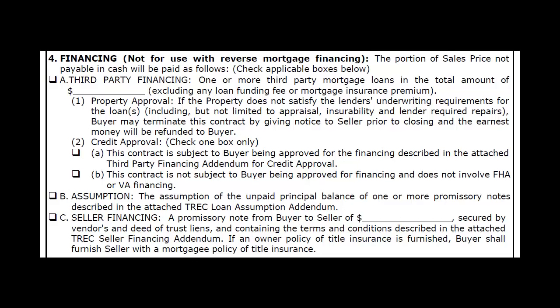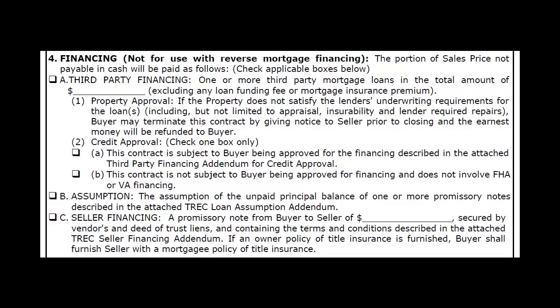And if box A is checked, you must also fill out the third-party financing addendum. If the buyer is not getting FHA financing or VA financing, or they don't want the contract to be subject to their ability to get approved for the loan, then they can check box B. And if box B is checked, then do not fill out the third-party financing addendum.